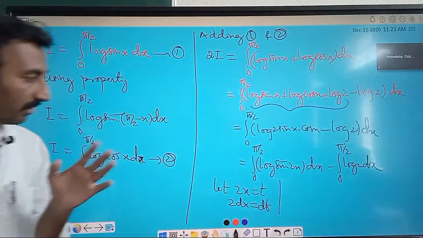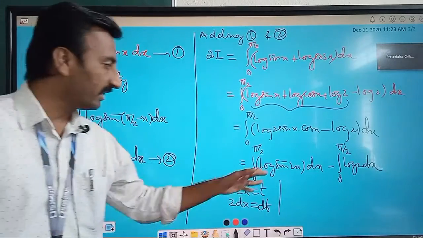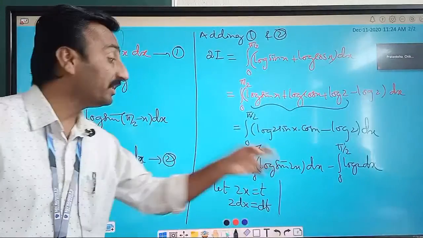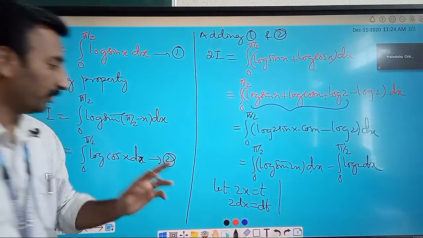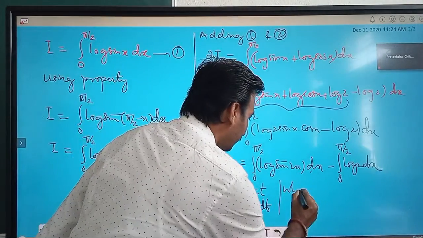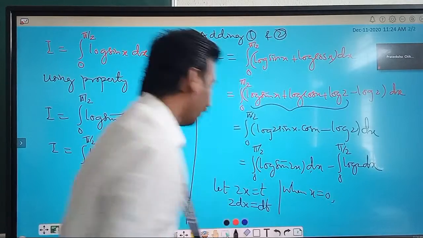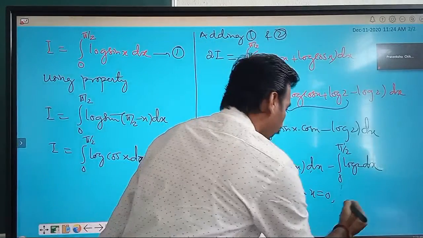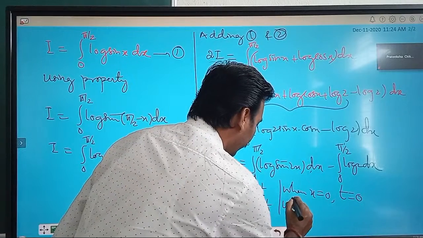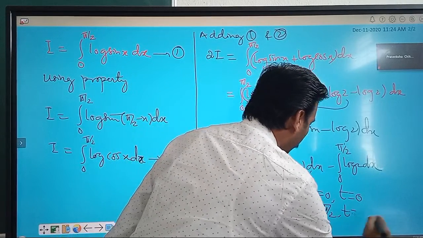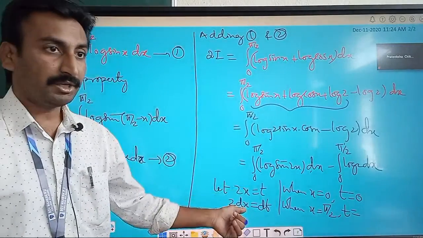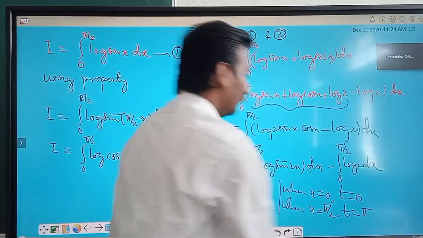And you know very well the limits, these two are with respect to x. I need to find them with respect to t also. So what I have to do? When x equals 0, t is also 0. When x equals pi by 2, what is t equal to? 2 into pi by 2, pi. Correct?